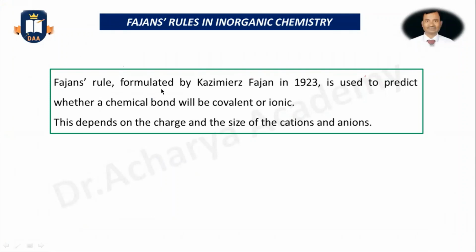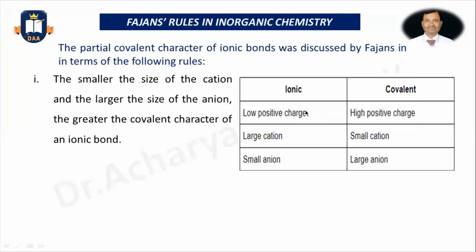Fajans' rule was formulated by the scientist Fajans in the year 1923. These Fajans' rules depend on the charge and the size of the cations and anions. With this rule, one can predict whether a chemical bond will be covalent or ionic in nature. The partial covalent character of ionic bonds was discussed by Fajans in terms of the following rules.